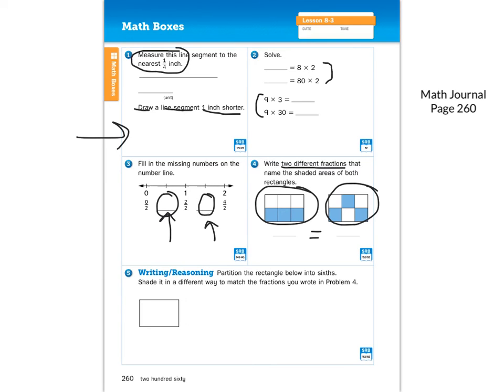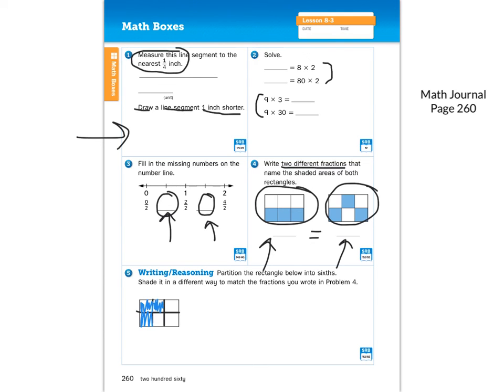Shade it a different way to show the fractions that you wrote in problem 4. So I'm going to kind of walk you through this one because I think this one, it's trying to make it more difficult than it really is. So I'm going to partition it into 6 pieces, and then I just have to shade it, not in that way, not in this way, but in a different way. So when I'm doing it, I'm going to shade in blue real quick so you can see it better. Shade this one, and this one, and this one. Done. That's it. It's still the same fraction as up above. So that's all there is to that one.